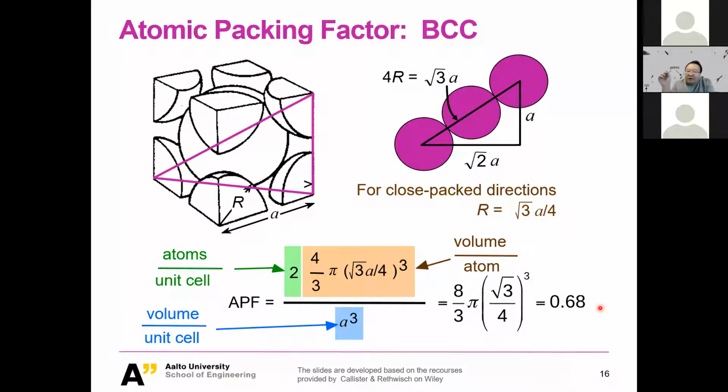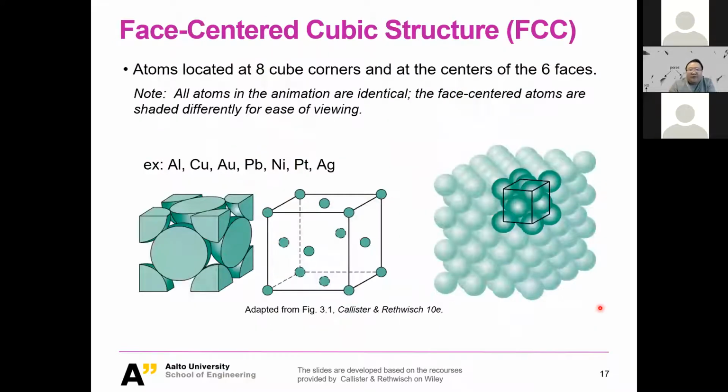You see it's closer to the Kepler conjecture, but not yet there. So what is the best packing? This is the one: the face-centered cubic structure. It's very simple as well. As you remember what we did with body-centered, we put an atom in the center of the body, the center of the unit cell.